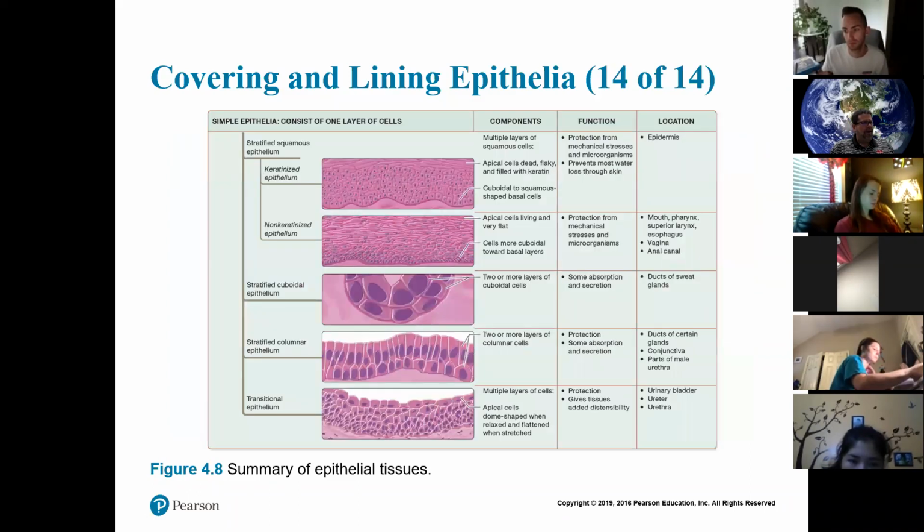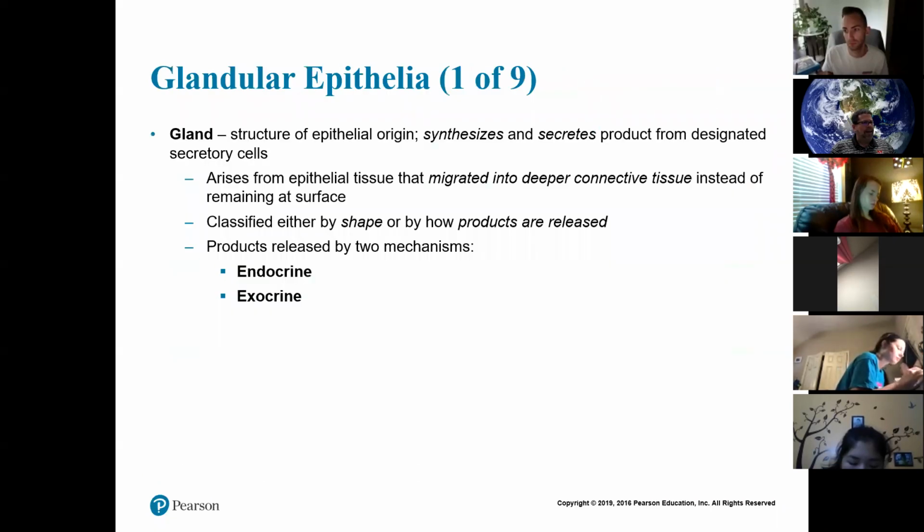But once again, I'm not going to read all of these. We've already gone over them. Look at these tables, really nice. Okay, let's talk about glands. Glands are modified epithelium, which to me are very interesting, that are going to make some products.